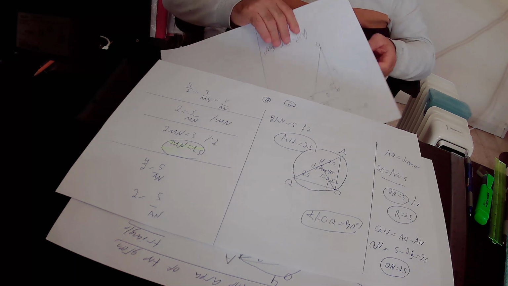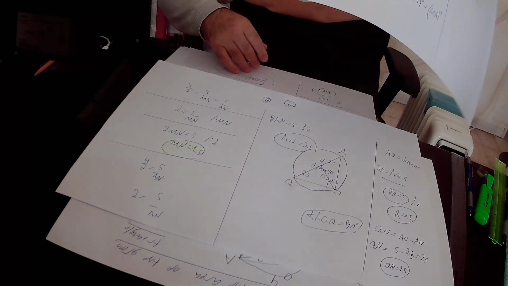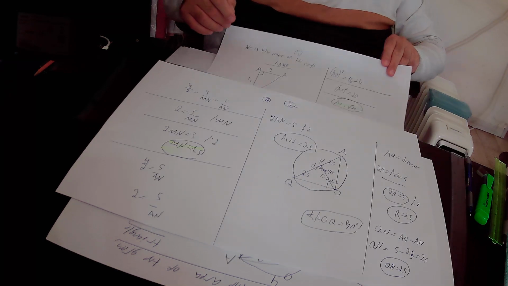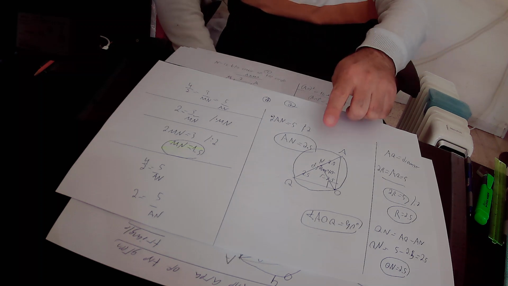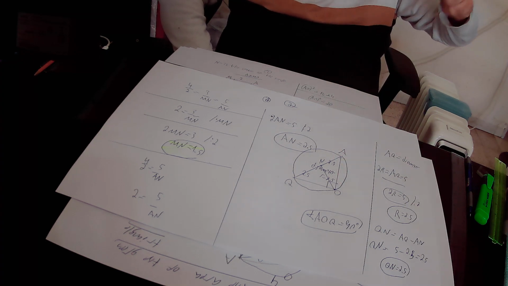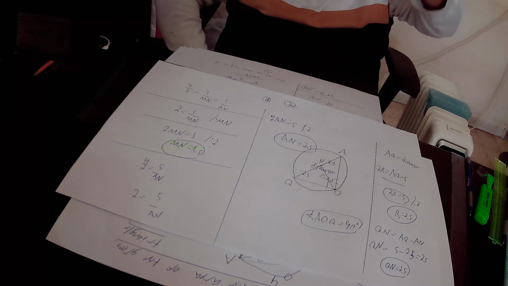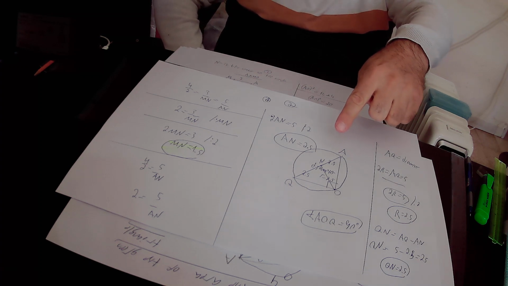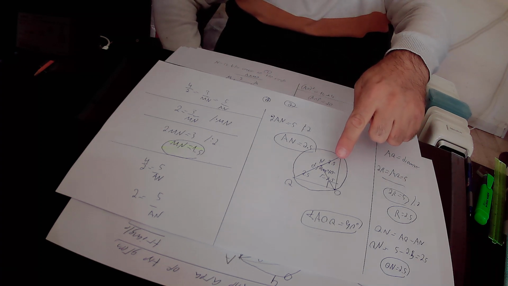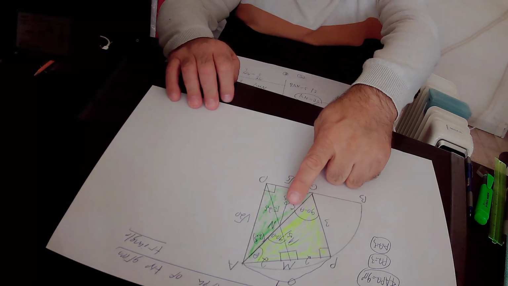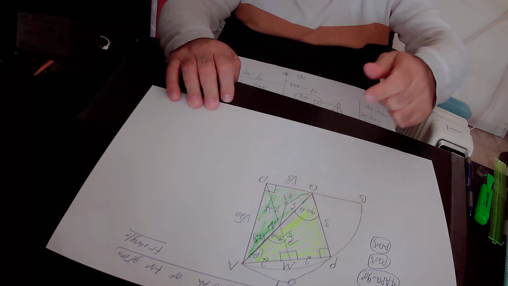Okay, repeat again. Point N is the center of the circle. If point N is the center of the circle, then NO must also be a radius of the circle. Why? Because line segment NO starts from the center of the circle and ends at point O, that is a point on the circle itself. This is exactly the definition of a radius. Therefore NO is the radius of this circle, that is equal to 2.5 units.